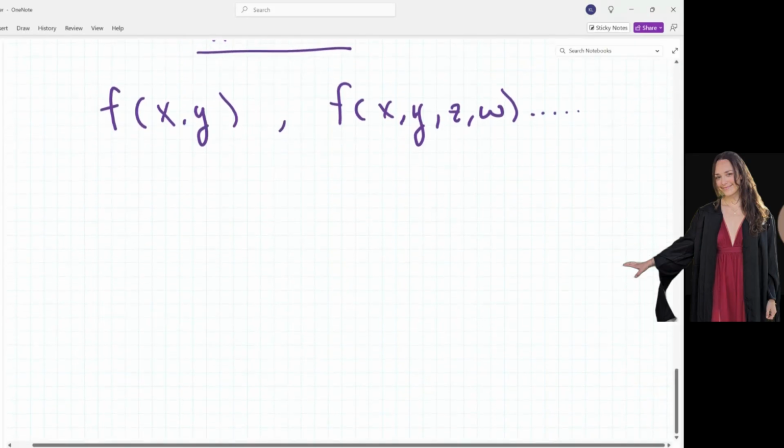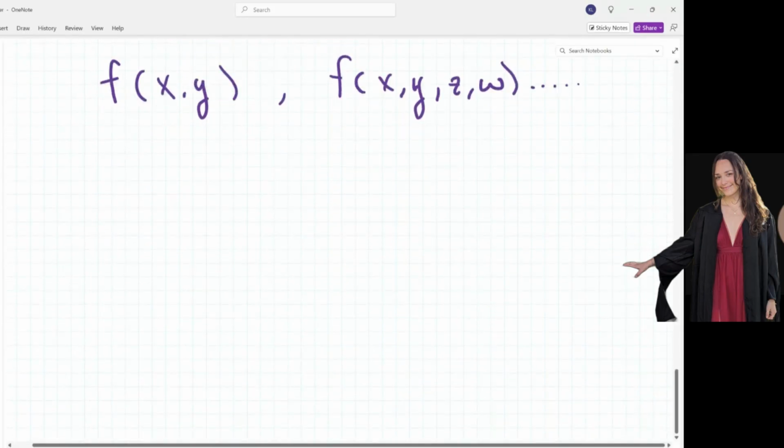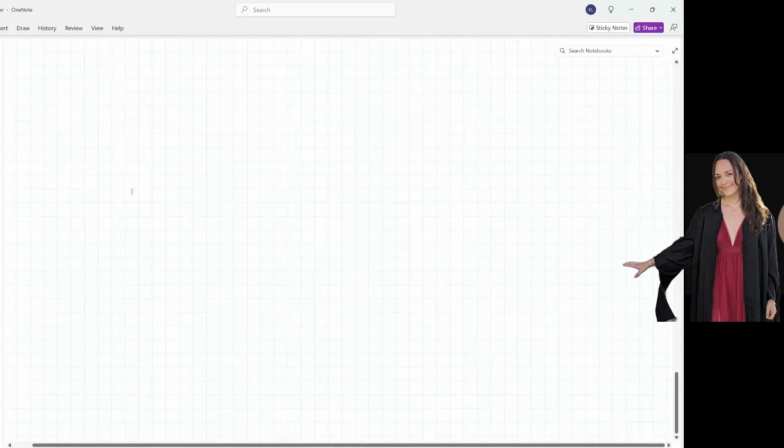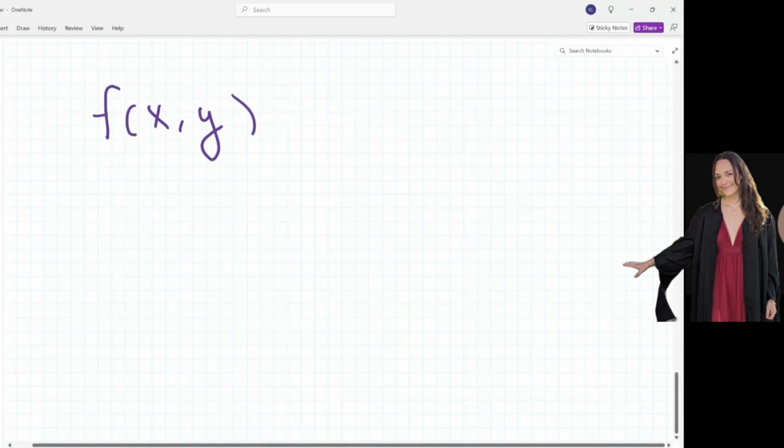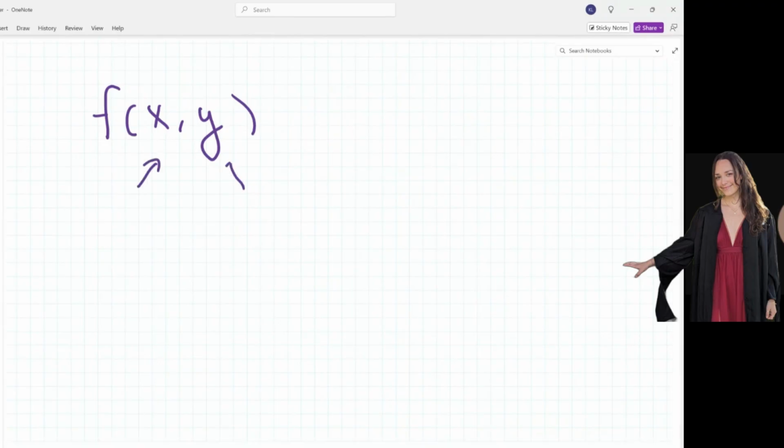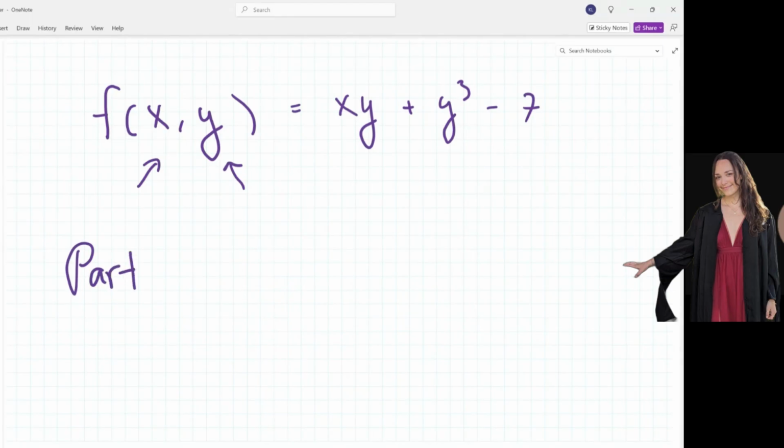For the sake of our time and examples today, we're just going to be considering f of xy. So we have a function and we now have 2 independent variables, x and y. That means that they can both be found in our equation. So we might have something like xy plus y cubed minus 7. Now we can see that we have 2 independent variables that are going to be altering the output of our function. So this is where partial derivatives come into play.